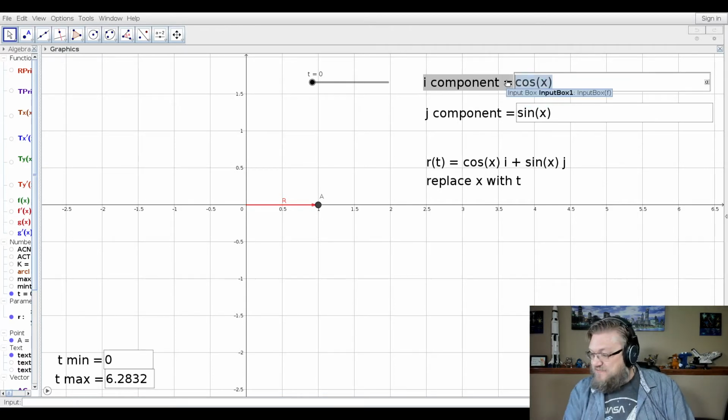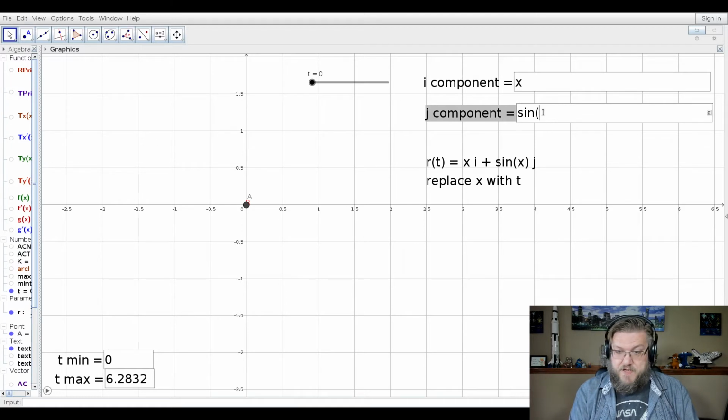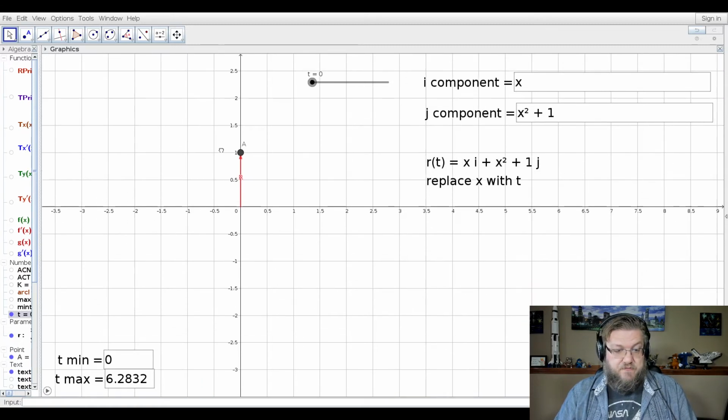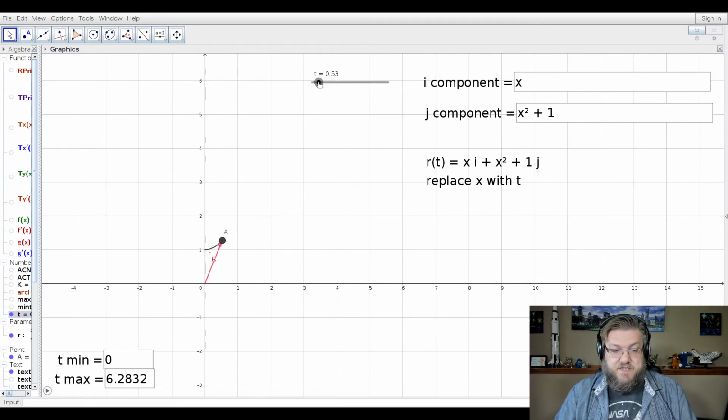So now, this is the first representation we had. We had t, which I have to type in as x, and t squared plus 1 for the j component. So let's go ahead and do that. And I'm going to let t range from 0 to 2 pi, but that's not going to be very convenient, right? Because that's going to just draw up that part of the parabola.